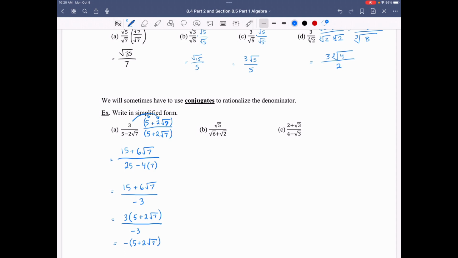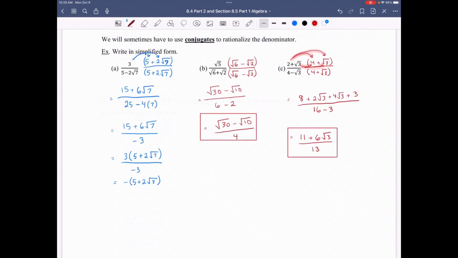Can you do B and C in your groups at the board, and I'll be coming around to help. Now check your work, make sure that you got those correct, and set up your homework paper.